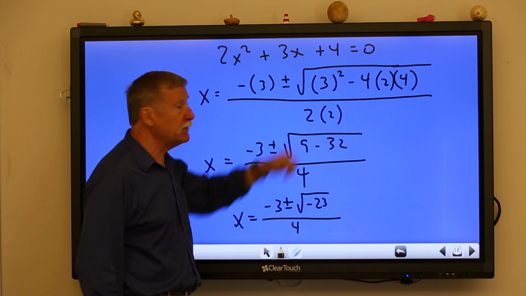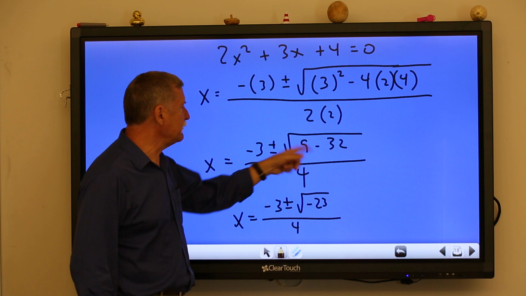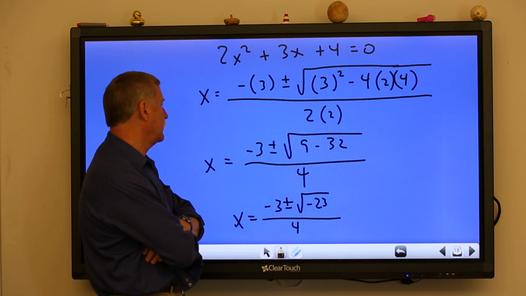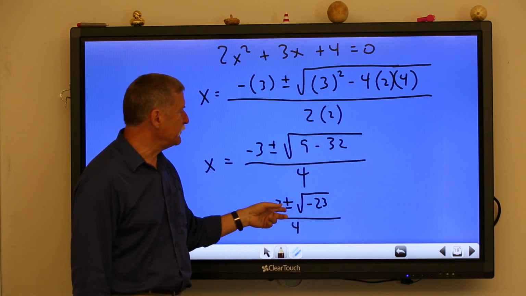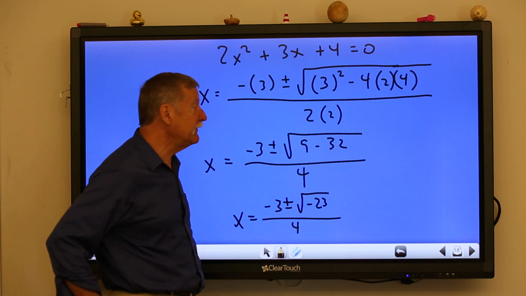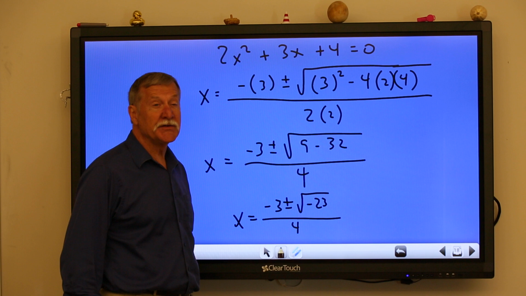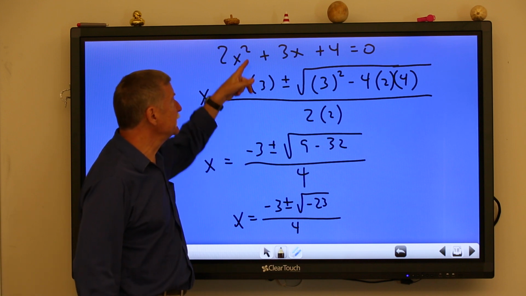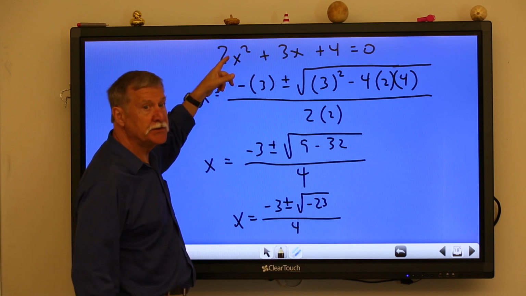And all of that is divided by 4. But guess what? 9 minus 32 is a negative number. And so I get minus 3 plus or minus the square root of minus 23. Not real. Not a real solution, in which case you say that this has no real solutions.